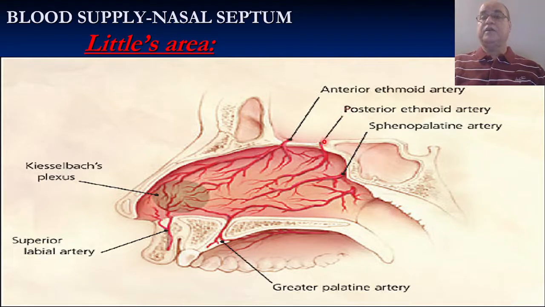The posterior ethmoidal artery, which is also a branch from the internal carotid system, supplies the posterior part of the nasal septum, but if you trace it, as you can see in the picture as well, it does not reach up to Little's area, rather it finishes far behind. So it supplies the posterior half of the nasal septum, but this posterior ethmoidal artery does not contribute to the Kiesselbach plexus at Little's area.